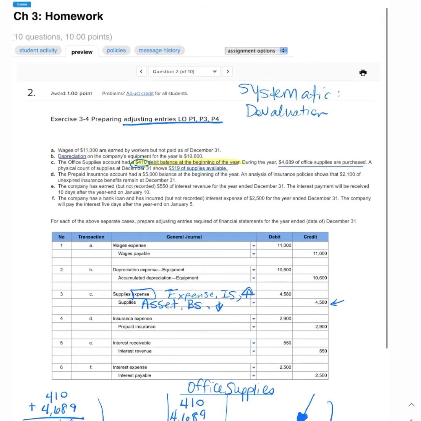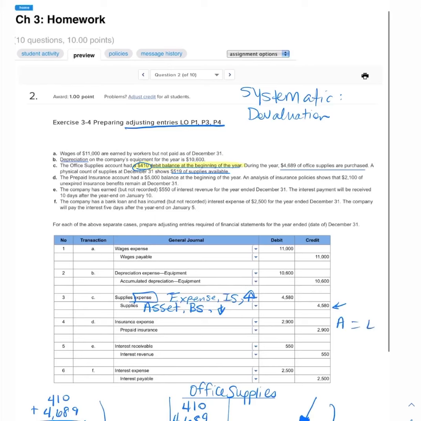Now, how is that keeping the accounting equation in balance? Well, if you were to look at it, you would see assets equals liabilities plus stockholders' equity. That expense is going to reduce your stockholders' equity. And the asset supplies is coming down. Of course, both these are by the 4,580, so your equation will remain in balance. So that is how we're going to tackle that third piece of this question.